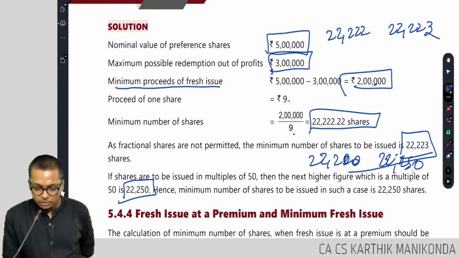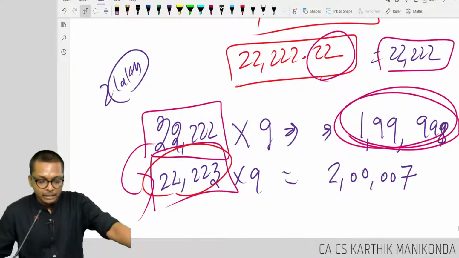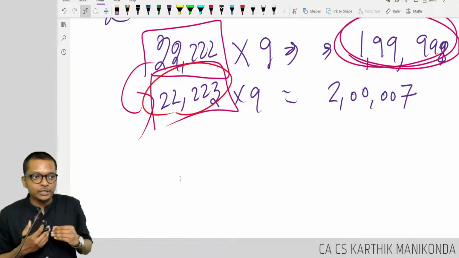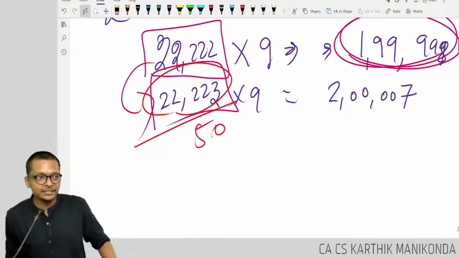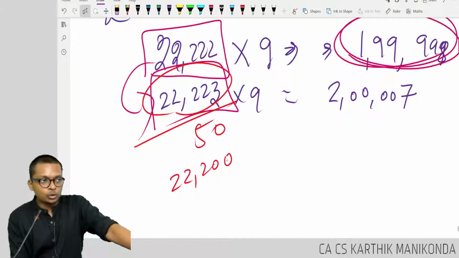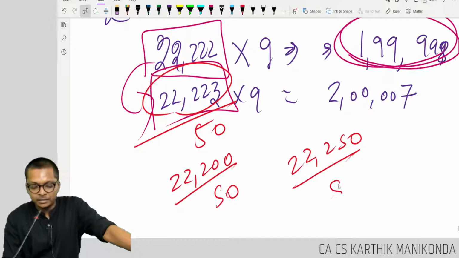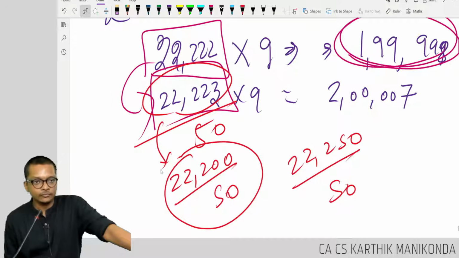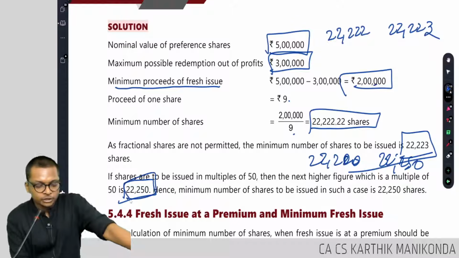See, you understood the answer up to 22,223. Okay. Question last line, what he has told, the number of shares to be issued should be issued in multiples of 50. Is this a multiple of 50? No. What is the nearest multiple of 22,223? 22,200 or 22,250, because both these can be divided by 50. If you make it 22,200, it is less than this, not sufficient. So you will make it 22,250. That is what you will issue.